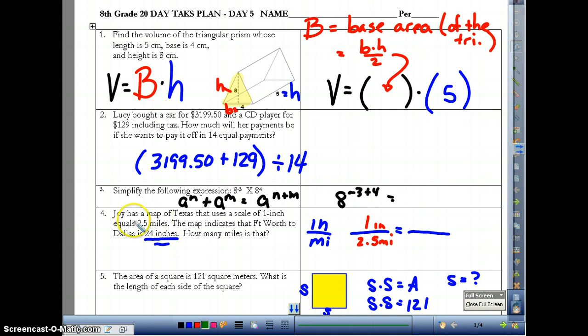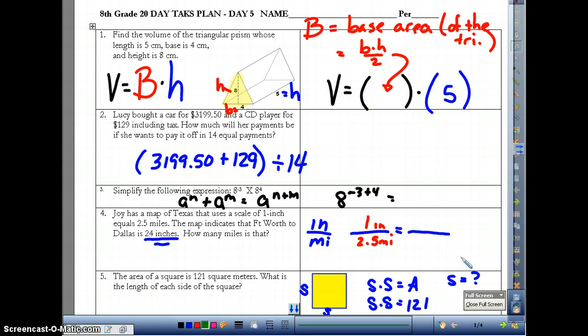All right. Number 4, Joy has a map of Texas that uses a scale of 1 inch equals 2.5 miles. I've set up my word ratio. I've filled in the numbers. 1 inch is the same as 2.5 miles. The map indicates that Fort Worth to Dallas is 24 inches. How many miles is that? Where does the 24 inches go in this proportion? That's right. Put an X down here, cross multiply to solve. Or there might be other ways you can solve.